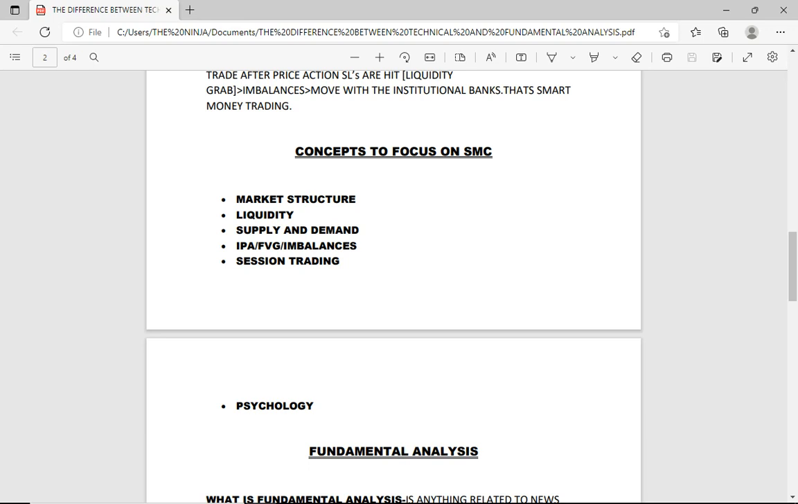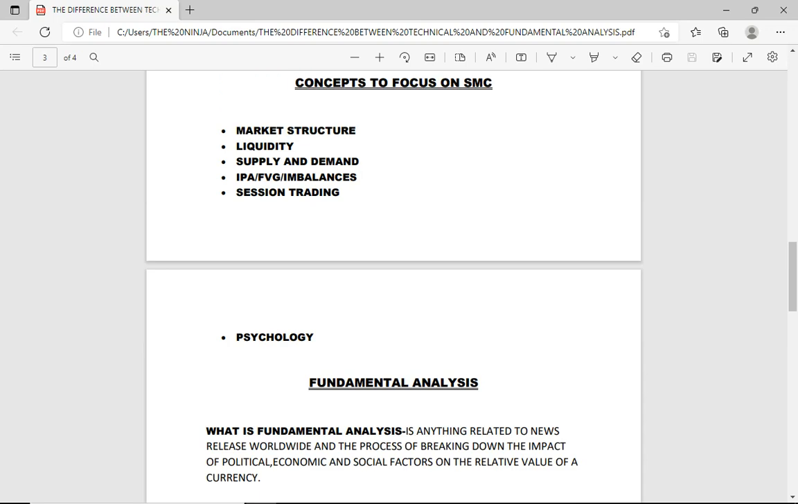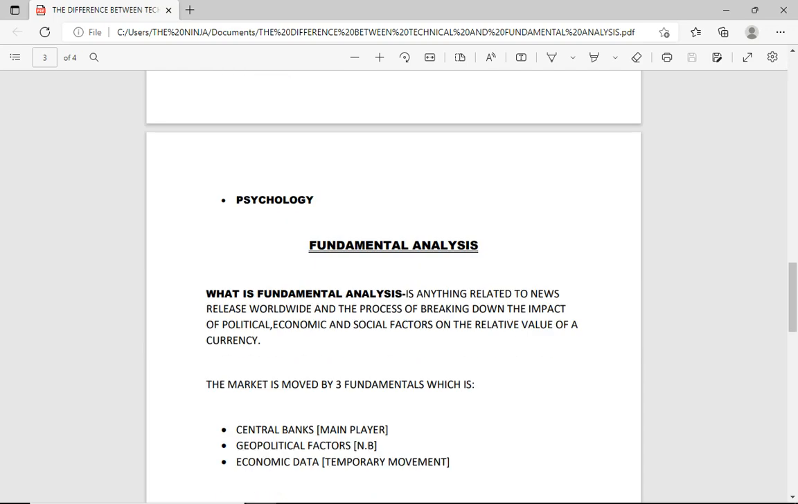So yeah, market structure, liquidity, supply and demand, IPA, FVG, imbalances, session trading, psychology. These are the aspects you're gonna need to become a successful smart money trader. I'll be explaining them deeply. What is market structure? I'll be showing practical examples. Liquidity, what is liquidity, supply and demand, all those kinds of things. And the psychology required for you to become successful in it.